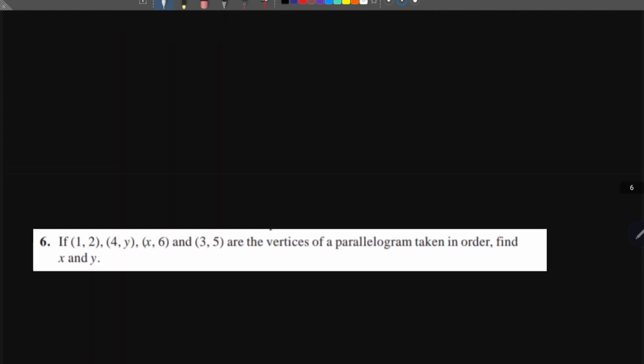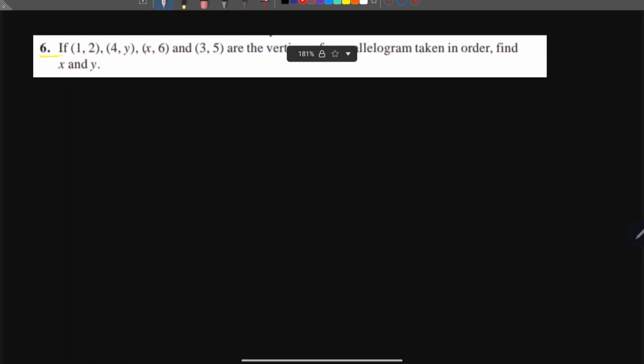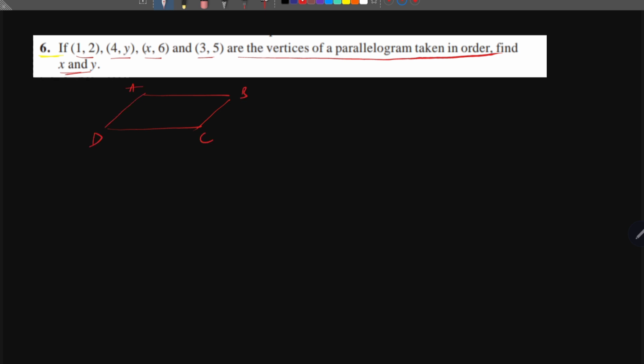Okay, so next, question number 6. As per the given, 1 comma 2, 4 comma y, x comma 6 and 3 comma 5 are the vertices of a parallelogram taken in order, and find the value of x and y. Let us imagine one parallelogram is drawn such a way, the vertices are taken as A, B, C, D, and these are the different locations given. So just consider it is A, it is B, C and D. Okay, then how to find the values of x and y?